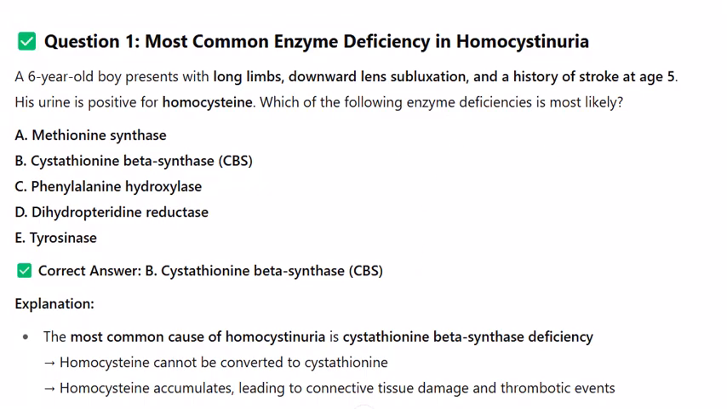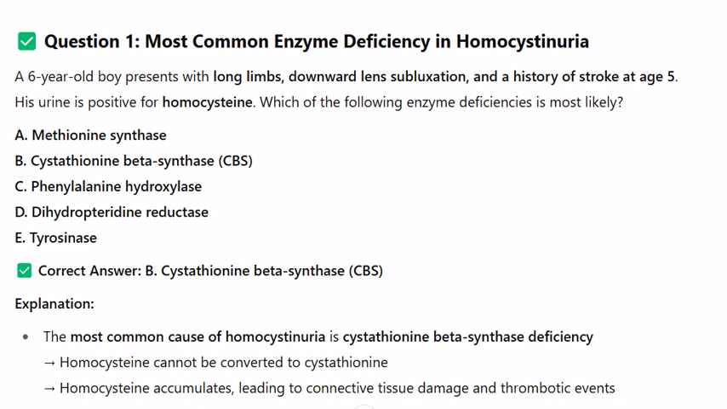Question 1. Most common enzyme deficiency in homocystinuria. A 6-year-old boy presents with long limbs, downward lens subluxation, and a history of stroke at age 5. His urine is positive for homocysteine. Which of the following enzyme deficiencies is most likely?